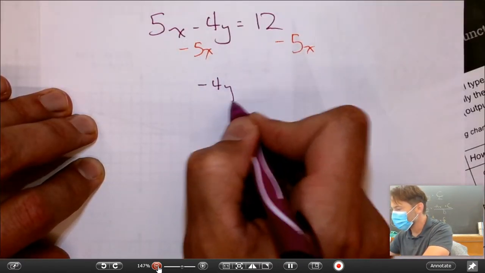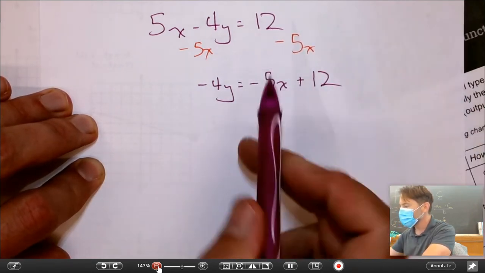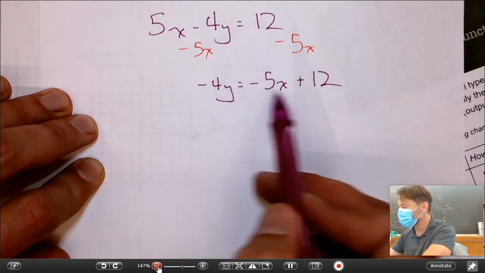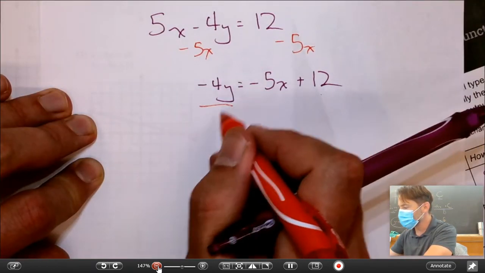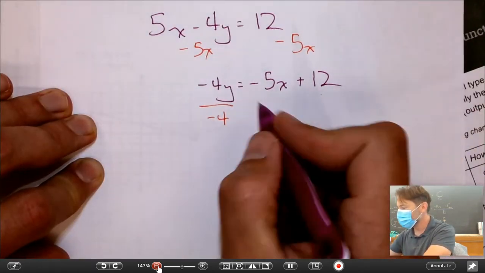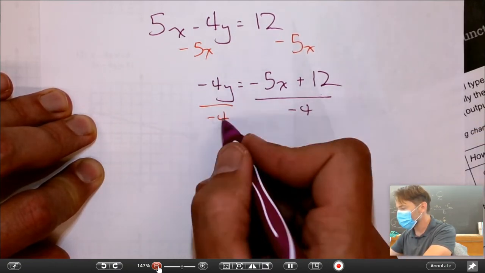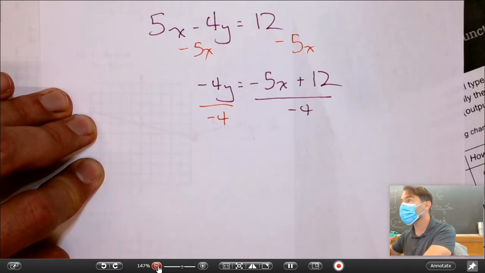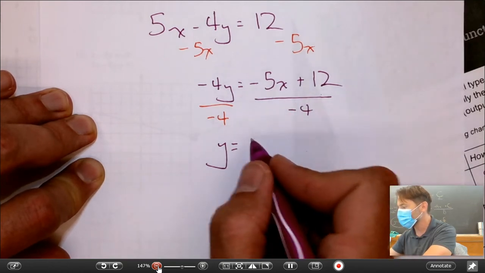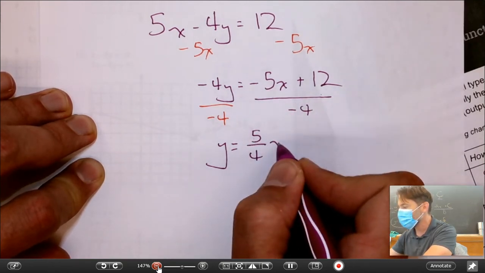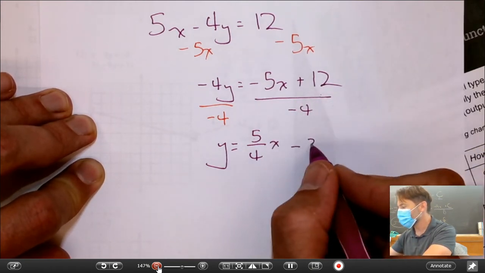Now I rewrite. Negative 4y is equal to negative 5x plus 12. Just rewriting this plus 12 and this minus 5x in a new order so that it matches y equals mx plus b. Now I divide both sides by this coefficient, minus 4. I have to do that to both sides. Now I have minus 4 divided by minus 4 is 1. So I have 1y. Goal achieved. That was what I wanted, y equals some number. Negative 5 divided by negative 4 is 5 over 4x. 12 over negative 4, that's negative 3.